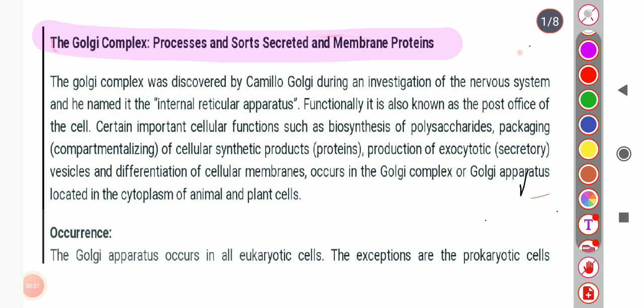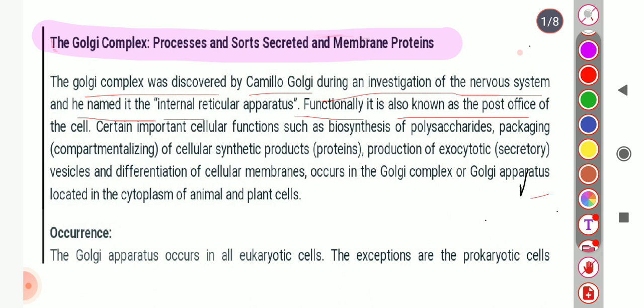In this session, I will discuss lots more about Golgi complex. Let's get started the session. First of all, Golgi complex. Golgi complex was discovered by Camillo Golgi during an investigation of nervous system and he named it the internal reticular apparatus.